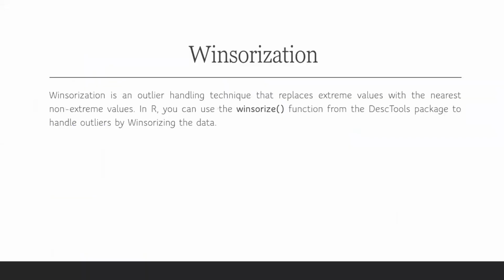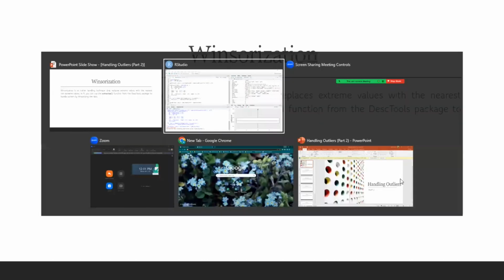Next, we have the method of winsorization. Winsorization is an outlier handling technique that replaces extreme values with the nearest non-extreme values. In R, you can use the winsorize function from the DescTools package to handle outliers by winsorizing the data. So let's move to RStudio to see how this method works.